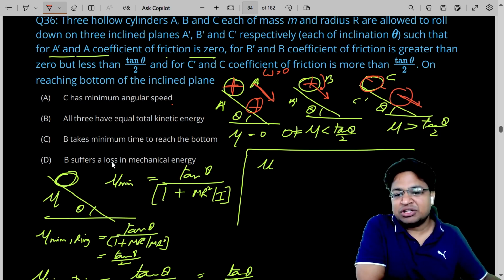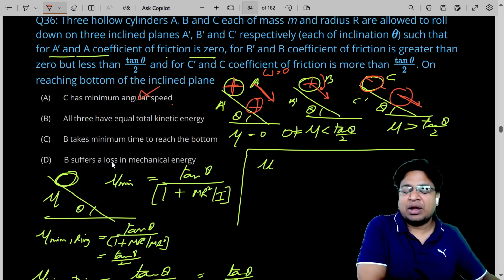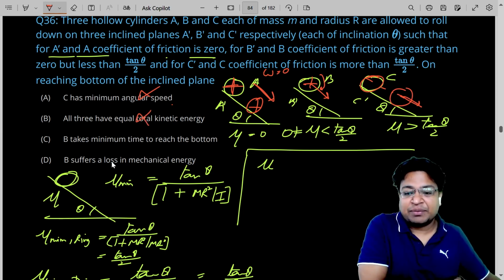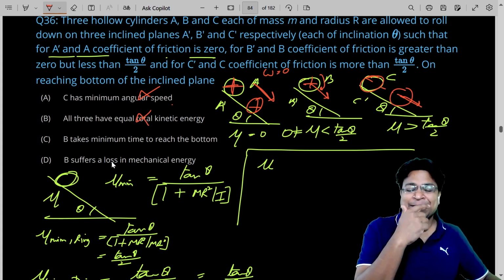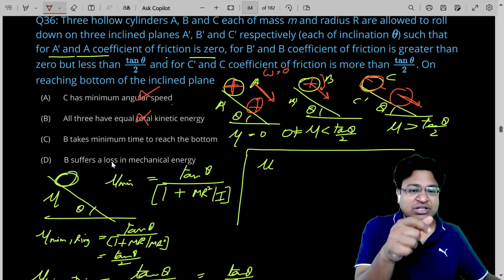C has minimum angular speed. That is wrong. A has zero angular speed, which is minimum. All three have equal total kinetic energy, which is again wrong because B will suffer, because here sliding is taking place. Because of the sliding, there would be a loss of energy. So they will not have the equal kinetic energy.